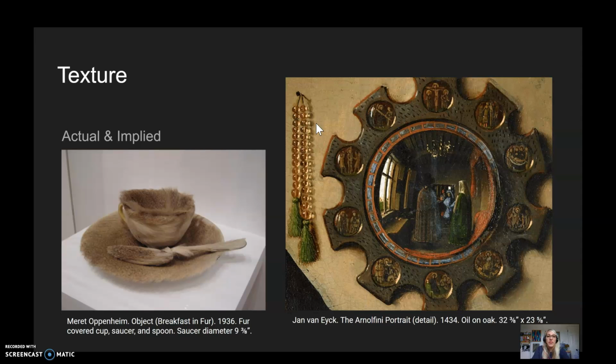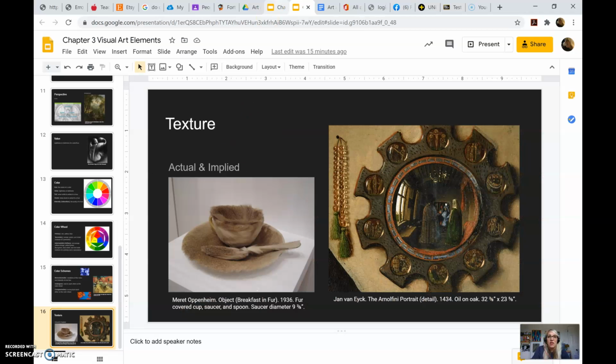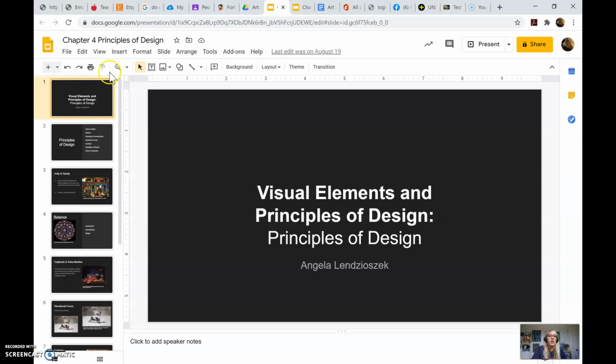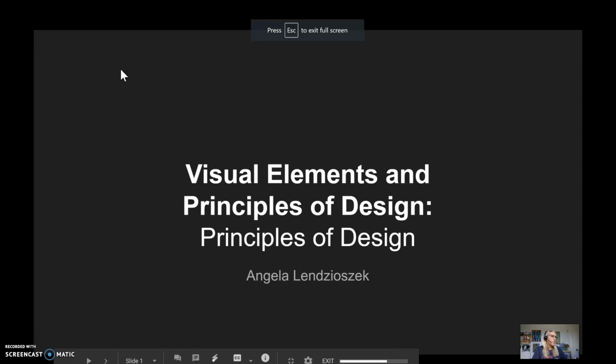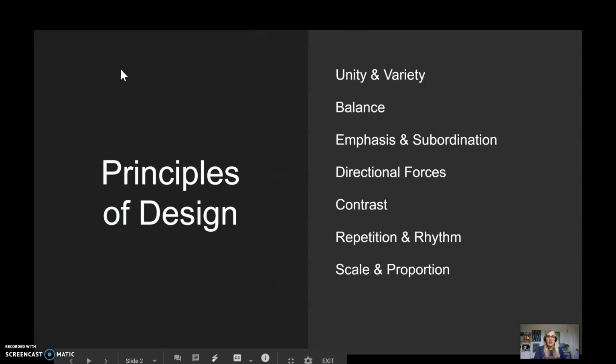All right, so that is the elements, visual art elements. And now we are going to move on to principles. Like I said, I'm just going to put these both in the same video. Okay, principles of design. We have unity and variety. We have balance, emphasis and subordination, directional forces, contrast, repetition and rhythm, scale and proportion.